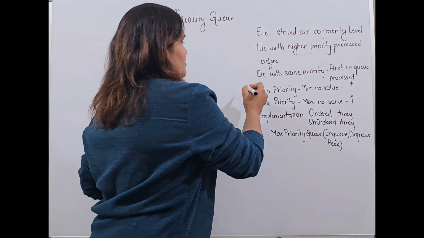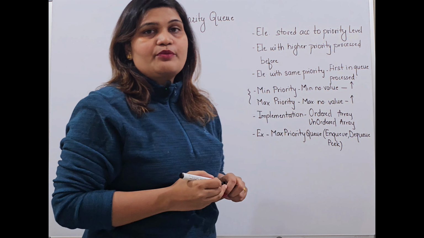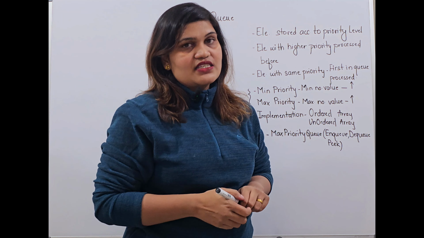There are two types of priority. One is maximum and one is minimum. When we say minimum priority, the value which has the minimum priority is going to have the highest priority to be worked on. Let's try to understand this. The priority that I'm following is minimum priority.